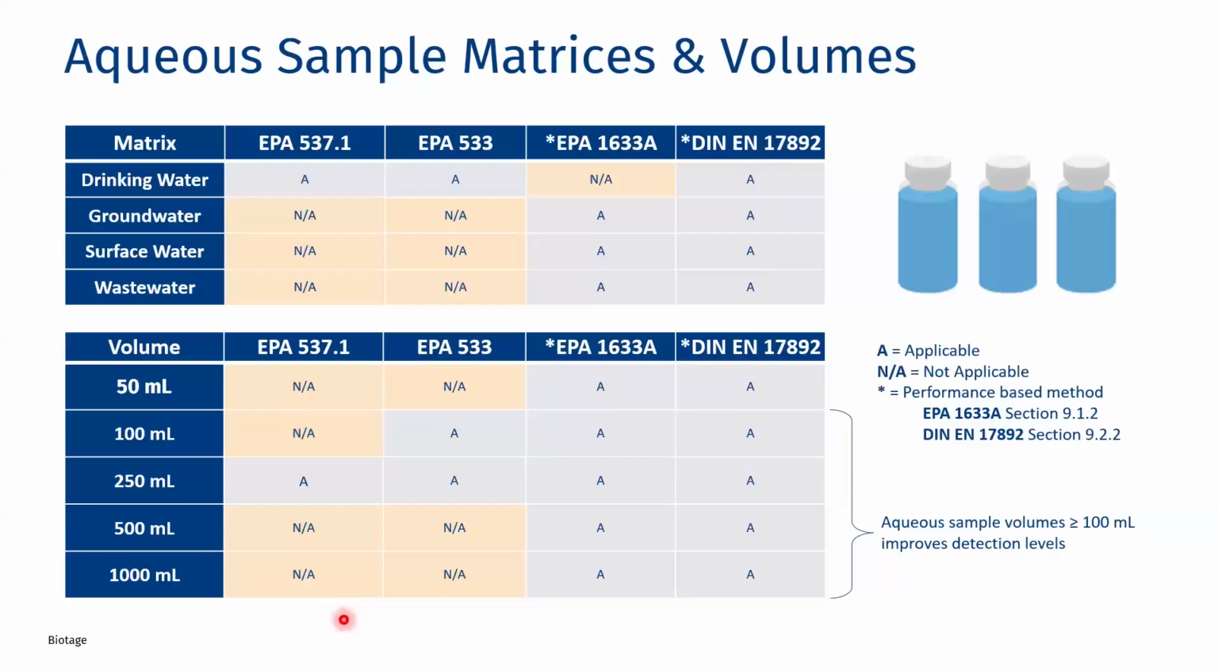Now, when we move to sample volumes, you can see EPA 537.1 and 533 are prescriptive methods. So there's not much flexibility in the volumes and samples that they apply to. Most of the volumes that are covered in these methods are greater than or equal to 100 mLs. And the reason for that is it improves the method detection levels. So the more sample that you are extracting, the lower you can see in terms of detecting PFAS compounds.